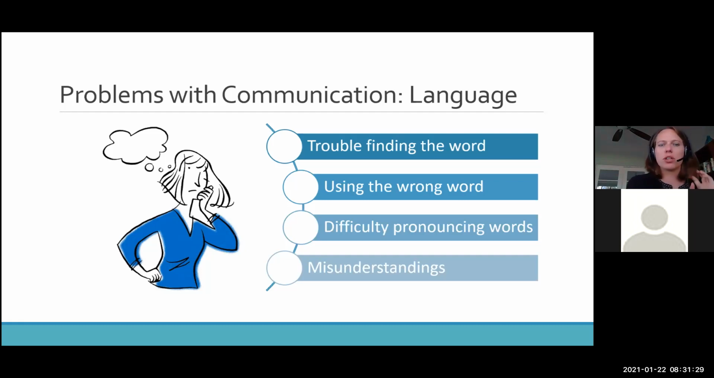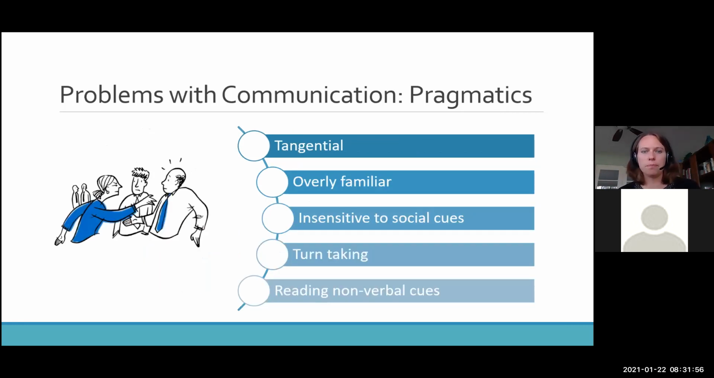So now I'm going to talk through communication a little bit, and communication is certainly complex. And so you might have folks who have difficulty with language. So not being able to find or use the right word, or replacing words with the wrong word, difficulty pronouncing words, or having misunderstandings. In certain cases, this could be a clinical aphasia. In some cases, it's not quite aphasia, but the person is still having difficulty expressing themselves effectively.